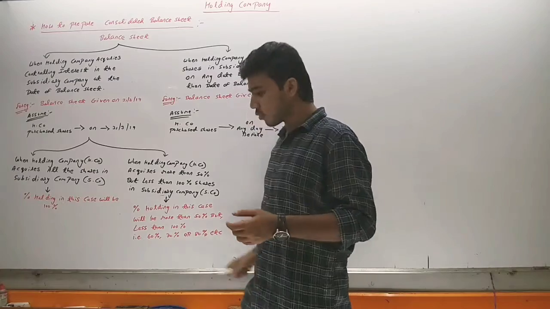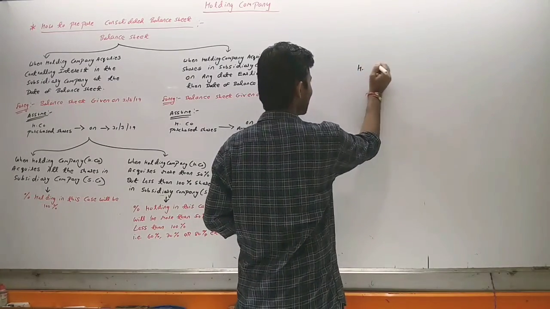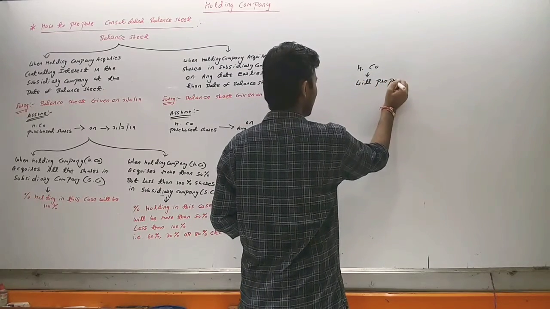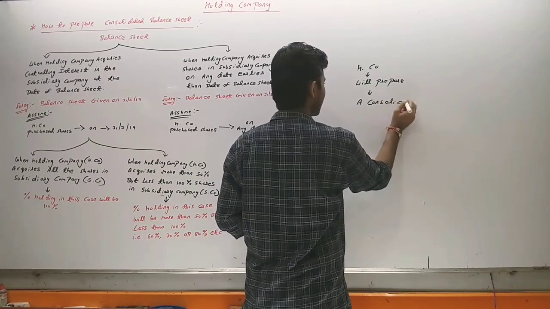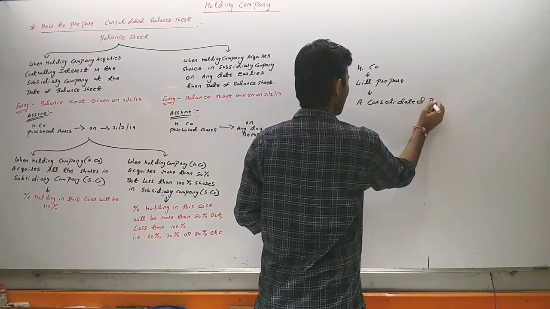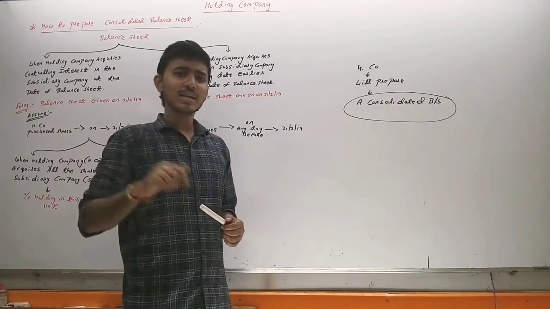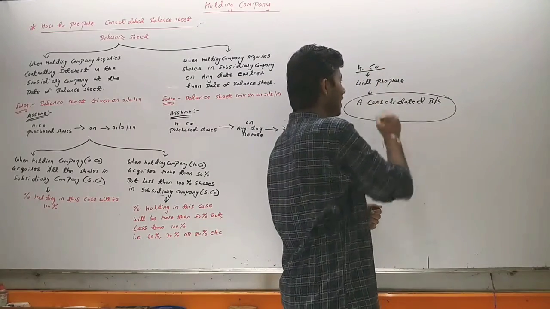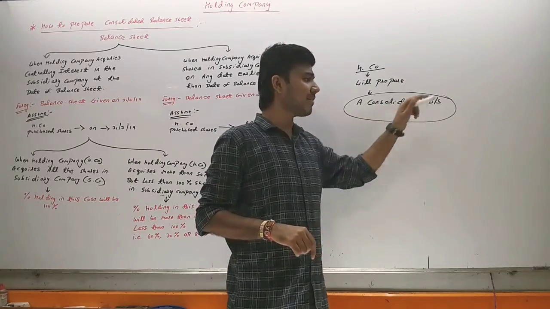In the previous lecture I have told you that the holding company, which means H company, will prepare a consolidated balance sheet, which means a combined balance sheet of holding company and subsidiary company. Now we have to learn how the holding company will prepare a consolidated balance sheet.